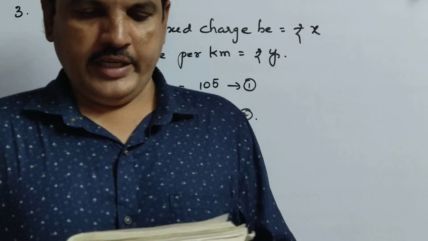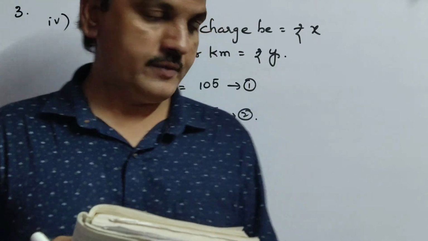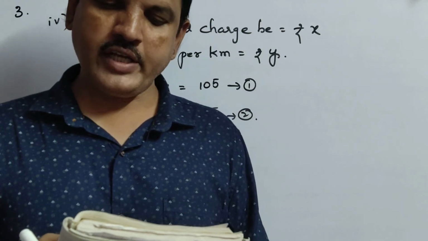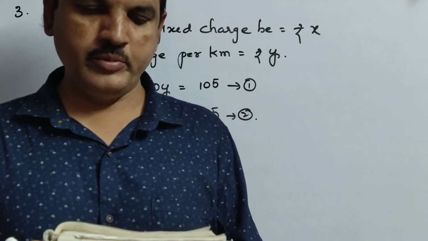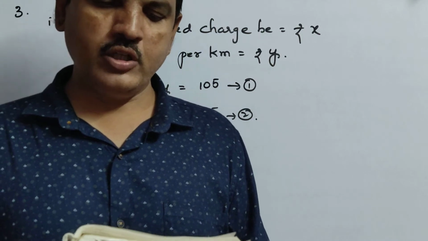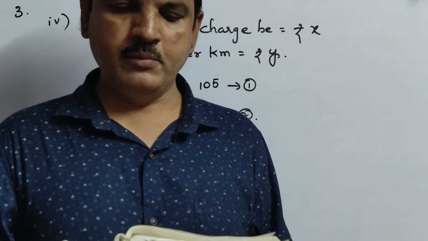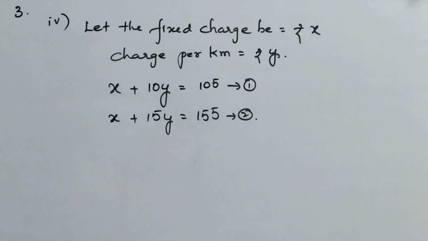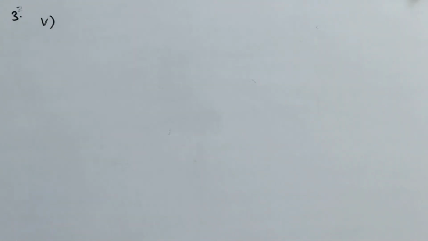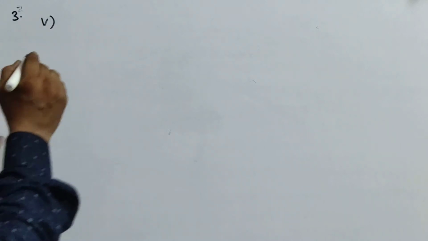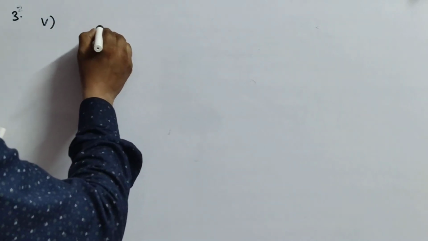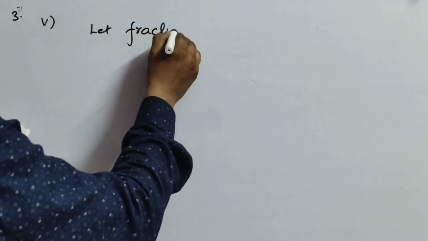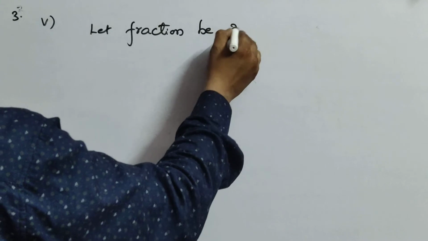Okay. Next, coming to the fifth question, children. A fraction becomes 9 by 11 if 2 is added to both the numerator and the denominator. If 3 is added to both the numerator and the denominator, it becomes 5 by 6. Find the fraction. These are all the sums you did in the 9th standard. See the fifth question there. We don't have the fraction, so we can take the fraction to be x by y.